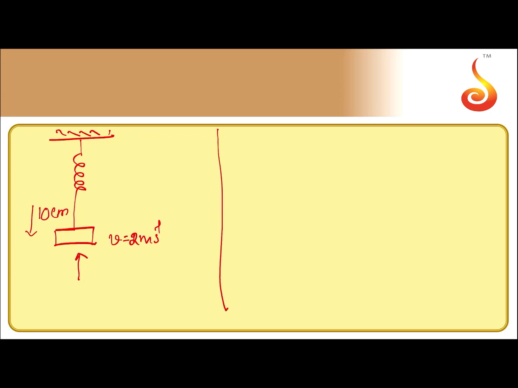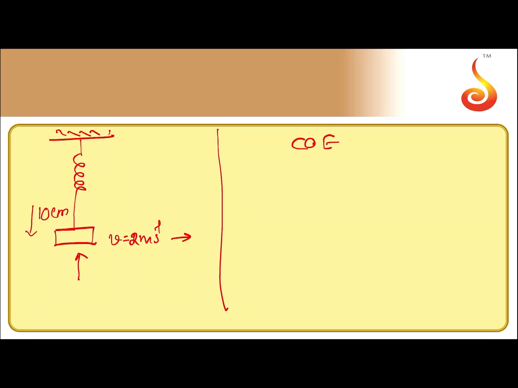Okay, let's show the construction. Here is the arrangement. A block is suspended from a vertical spring. Now it says under this load it is stretched by 10 centimeters. The block is given a sharp impulse from below such that it acquires a speed of 2 meter per second. The block will rise to what height? Again, energy conservation. Initial energy is equal to final energy.